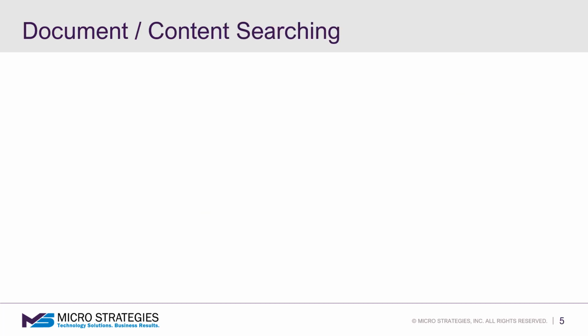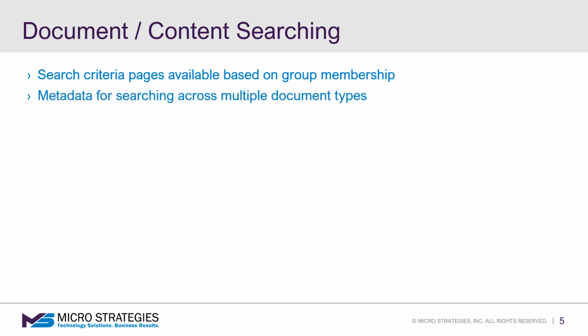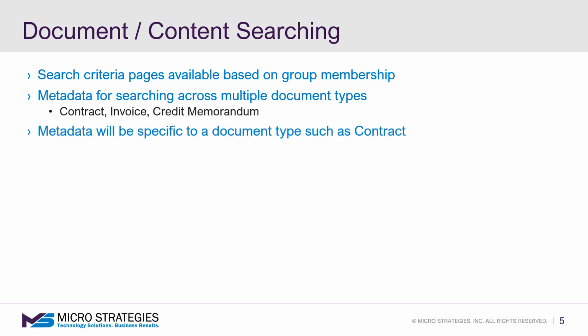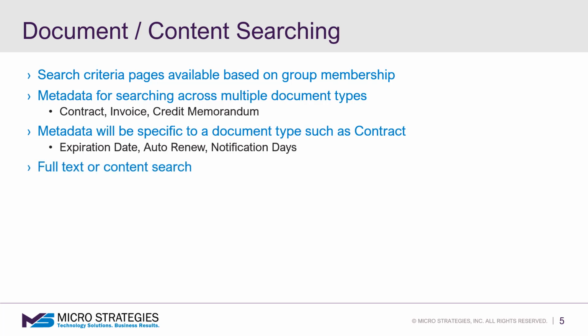Now, we talk about document or content searching. We're talking about search pages available based on group membership, metadata for searching across multiple doc types. And when we say doc types, we're talking contract, invoice, credit memorandum, and metadata for specific document types, such as a contract can have an expiration date, an auto renew field, number of days to be notified prior to the expiration. So you've got the metadata that makes sense for your content. And of course, you've got full text or content search as well. So searching content inside the document.